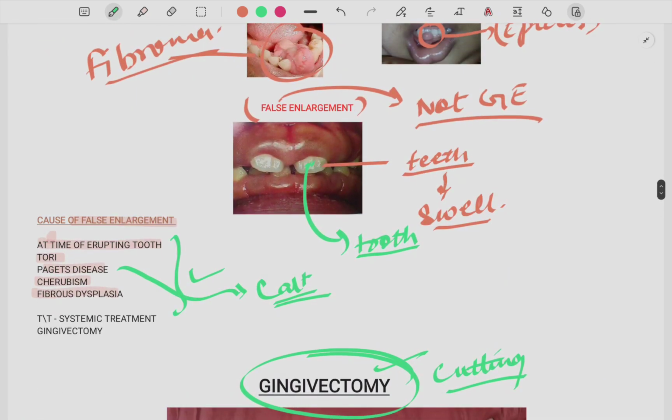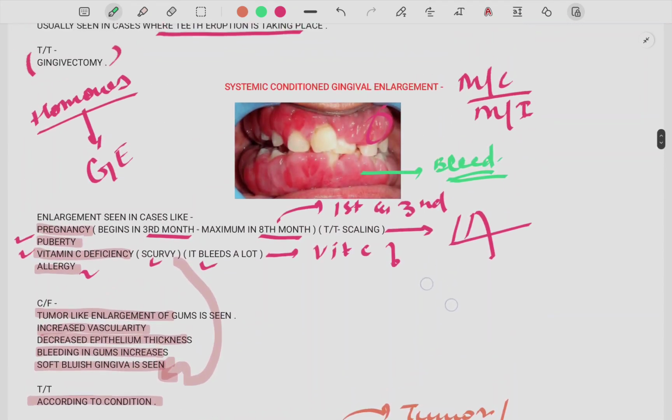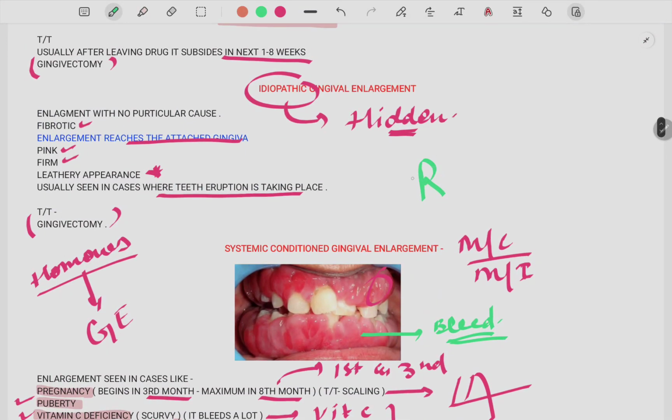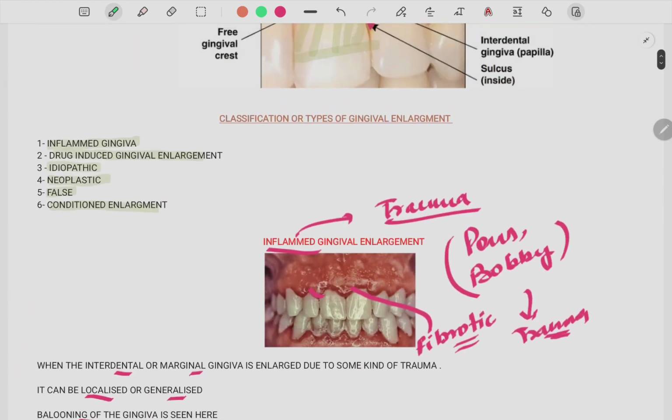Other than that, systemic treatment will help a lot, and we can also go with scaling and root planing. Scaling and root planing is like a must in every case. So that was all about gingival enlargement.